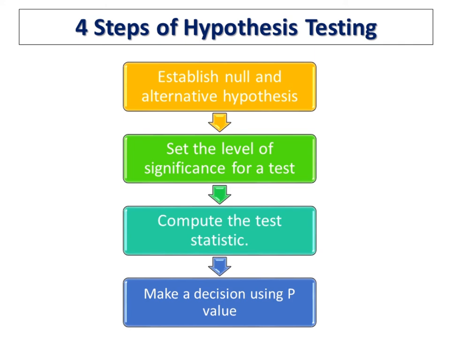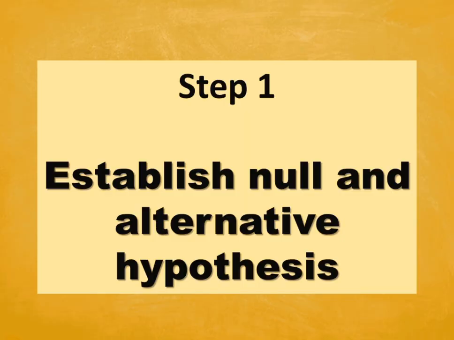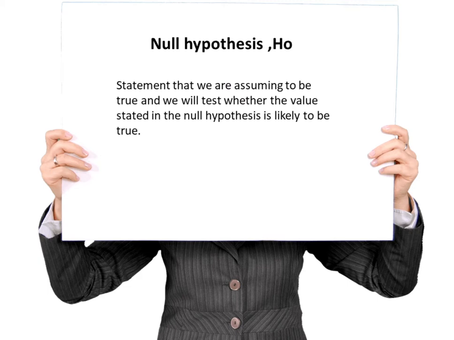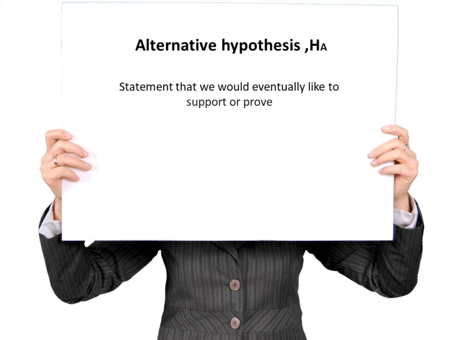Step 1. Establish null and alternative hypothesis. Step 2. Set the level of significance for a test. Step 3. Compute the test statistic. Step 4. Make a decision using p-value. Step 1. Establish null and alternative.